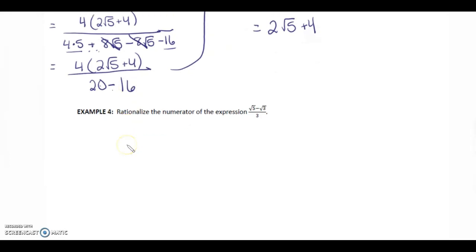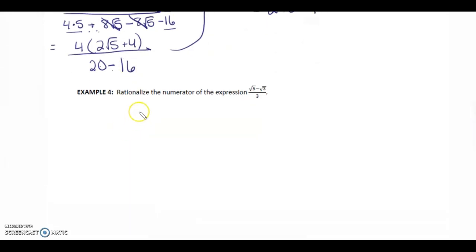Okay, last one. Rationalize the numerator of this expression. So a little bit different, but just kind of expanding our knowledge here. Okay, so we have root 5 minus root 3 all over 3. If we wanted to rationalize the numerator, which is not common practice, but again, just expanding our knowledge, we would look at the numerator, identify that this is a binomial, so we're going to go ahead and multiply by the conjugate. Root 5 plus root 3 over root 5 plus root 3.